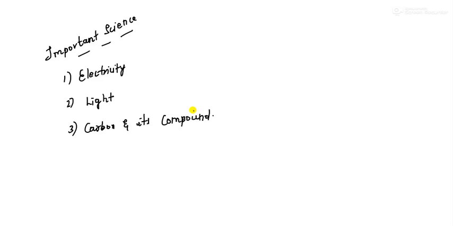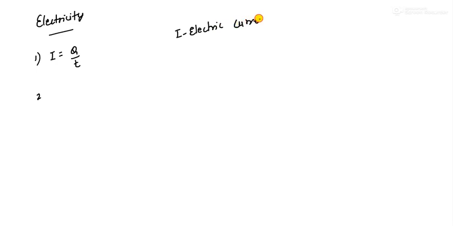So let us start with electricity. In electricity, first is electric current, which is denoted by I, and I is equal to Q by T: charge by time, the rate of flow of charge. I refers to electric current, Q refers to charge, and T refers to time.